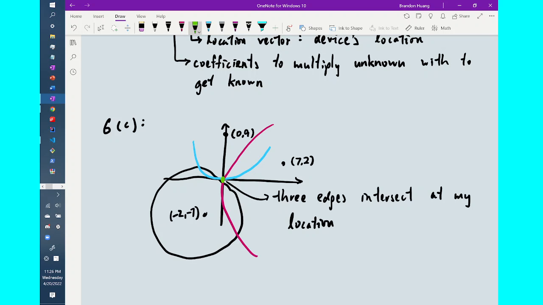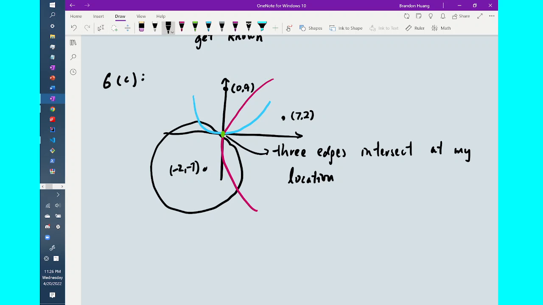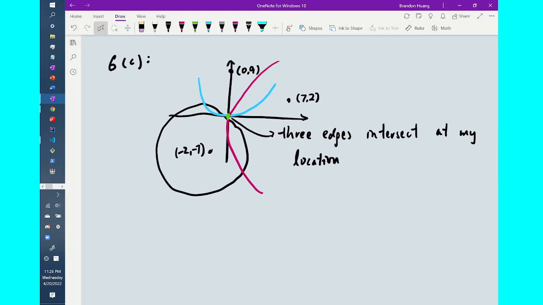This point, in this case, is the origin. But our actual location would not actually be the origin, and we have to calculate that out. Fortunately, we know that the solution should be the intersection of these three edges, and these three edges happen to be part of some kind of circle. To be more specific, it's the circle that is centered at the tower, and the radius of the circle will be the distance our device should be from the signal station.